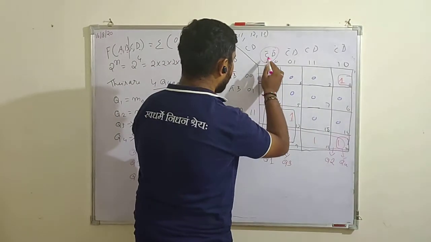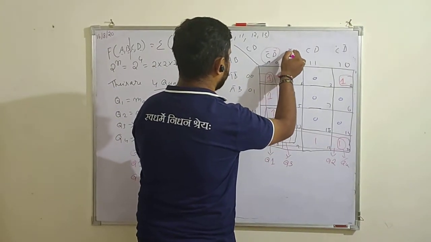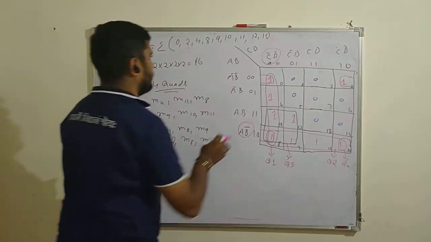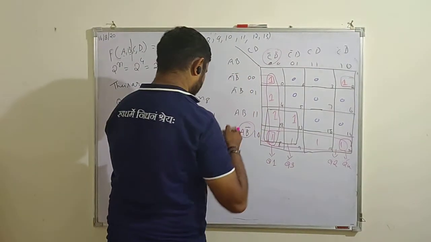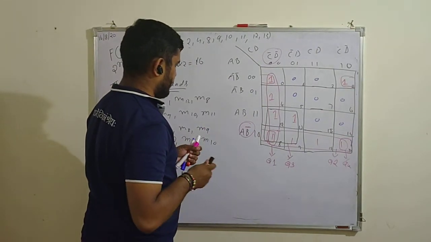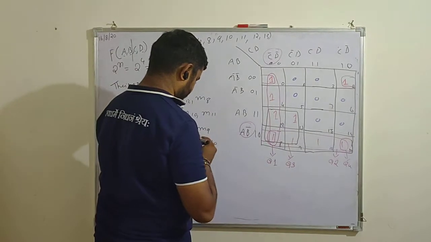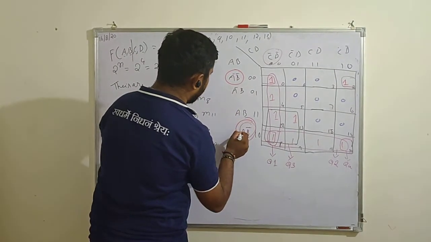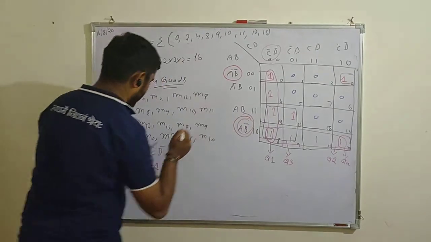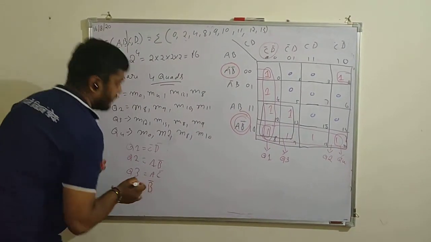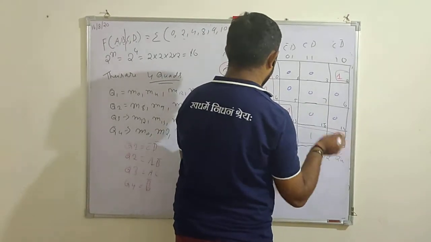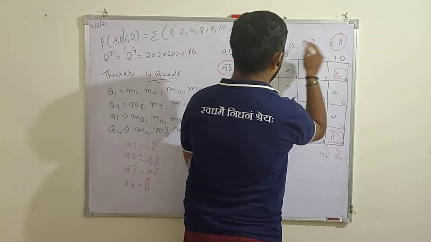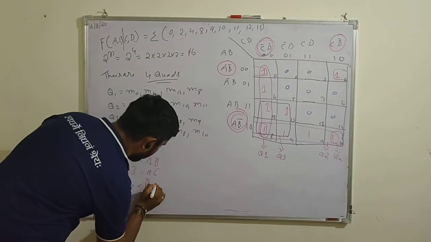Next, here D bar and D are removed. What is remaining? C bar. Q4: here A bar B bar, and this one. When you check what is left out, what is the same, B bar. Check out here. Next, this C bar D bar and this one. C plus C bar is 1. So what is remaining? D bar.